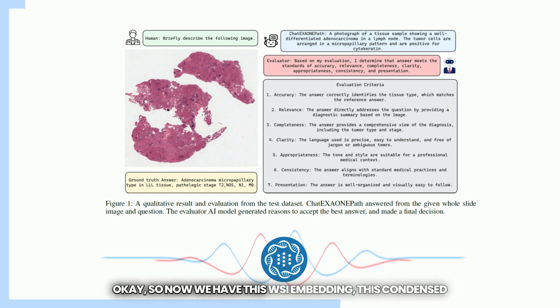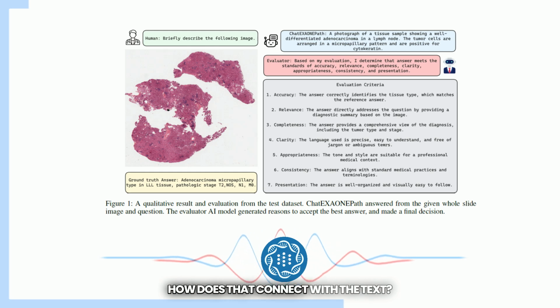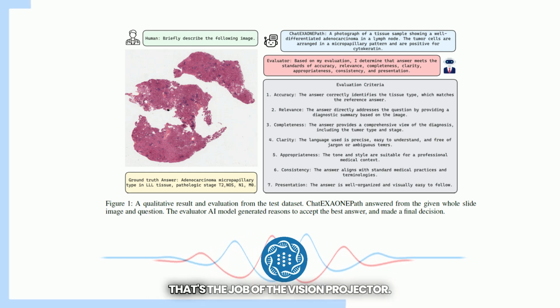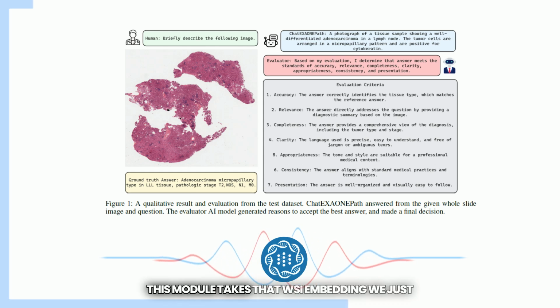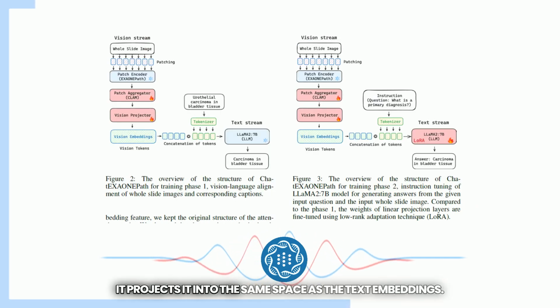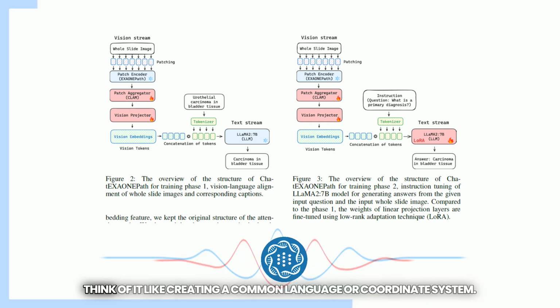Okay, so now we have this WSI embedding, this condensed representation of the whole image informed by genetics. How does that connect with the text, the pathology report? Right, because we need the AI to understand both. That's the job of the vision projector. Vision projector, okay. This module takes that WSI embedding we just talked about and essentially translates it. It projects it into the same space as the text embeddings. The same space. What does that mean exactly? Think of it like creating a common language or coordinate system.